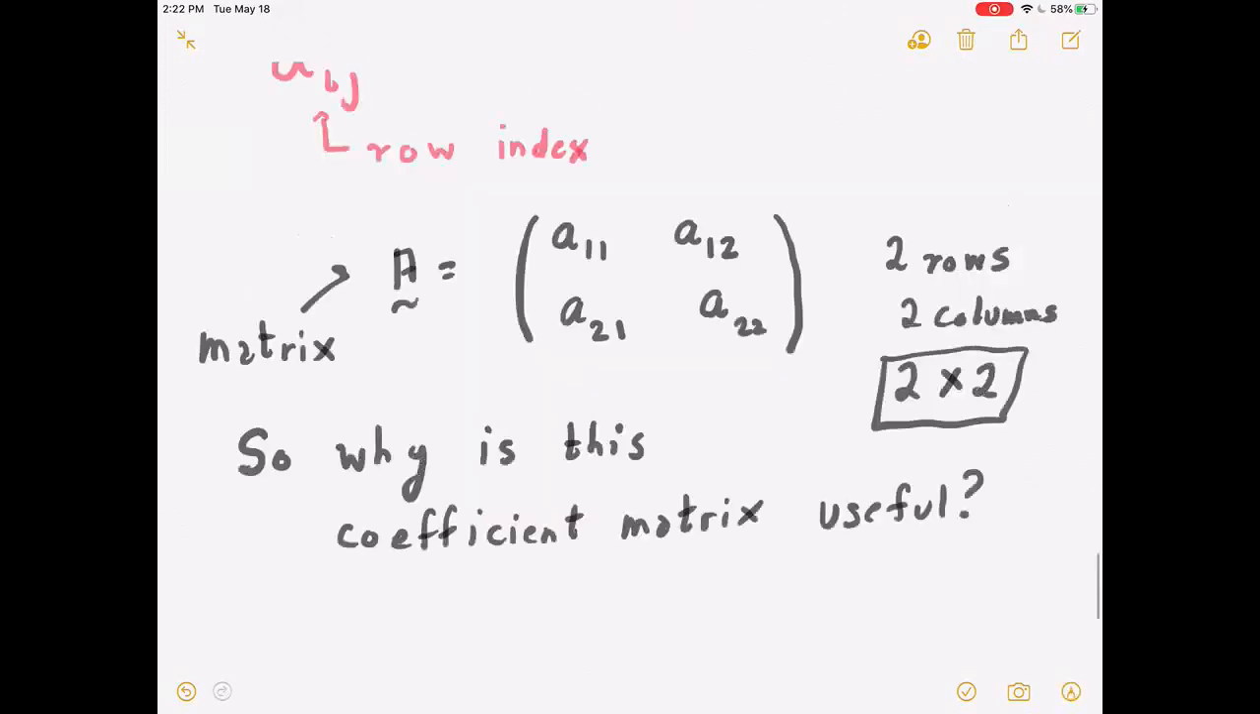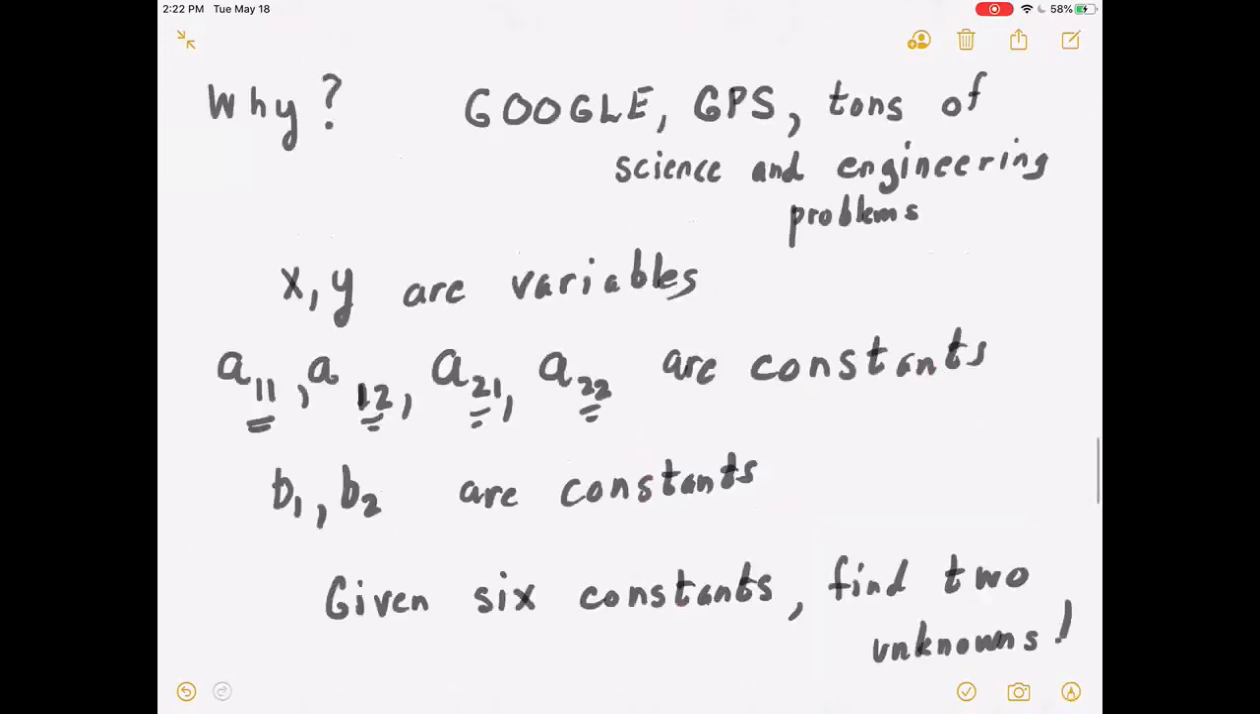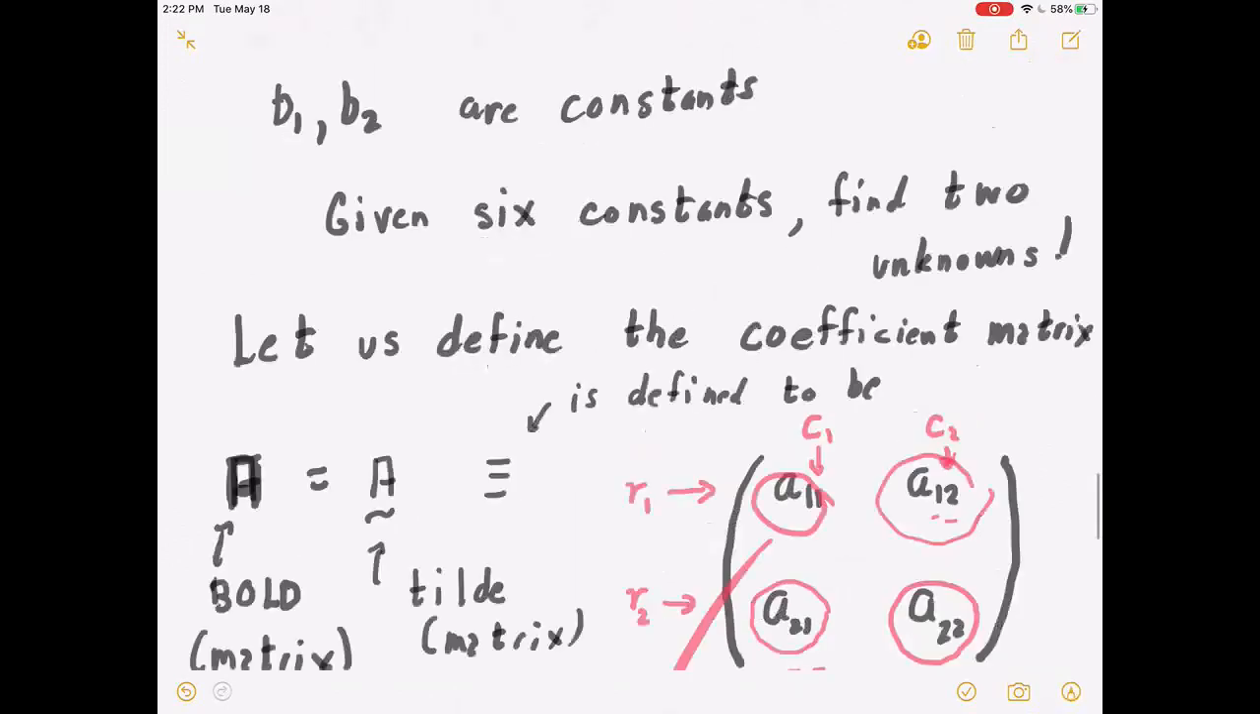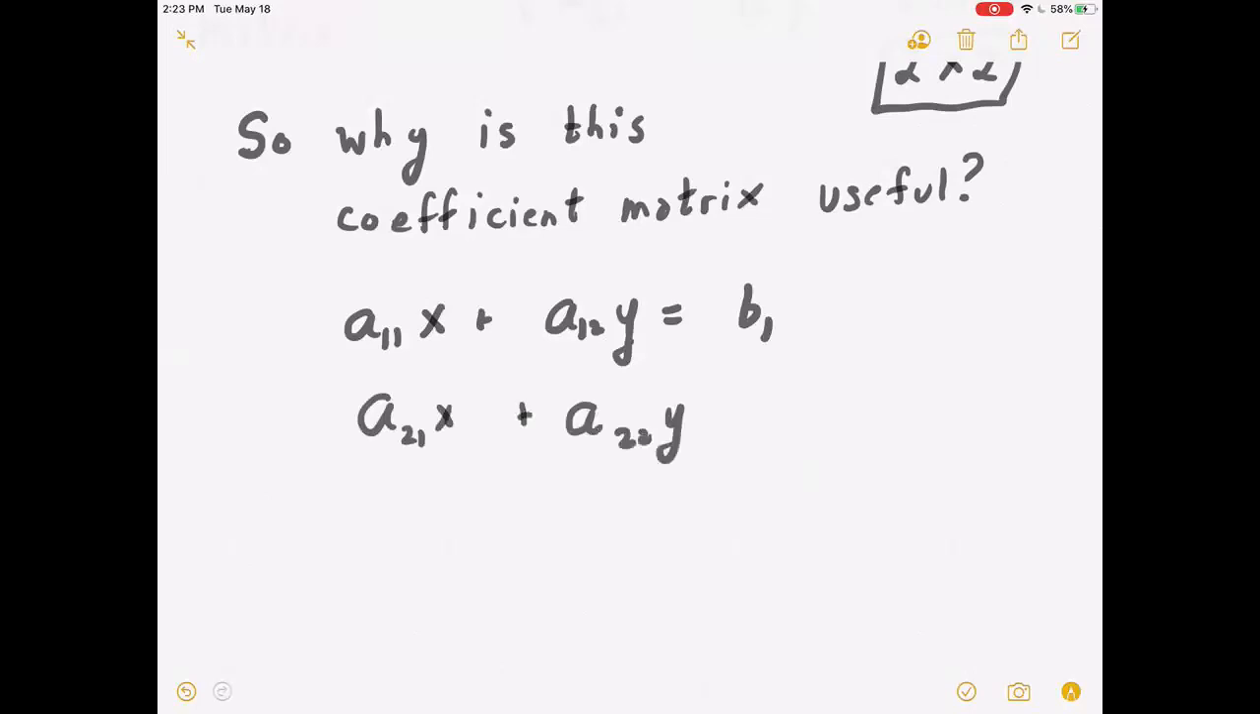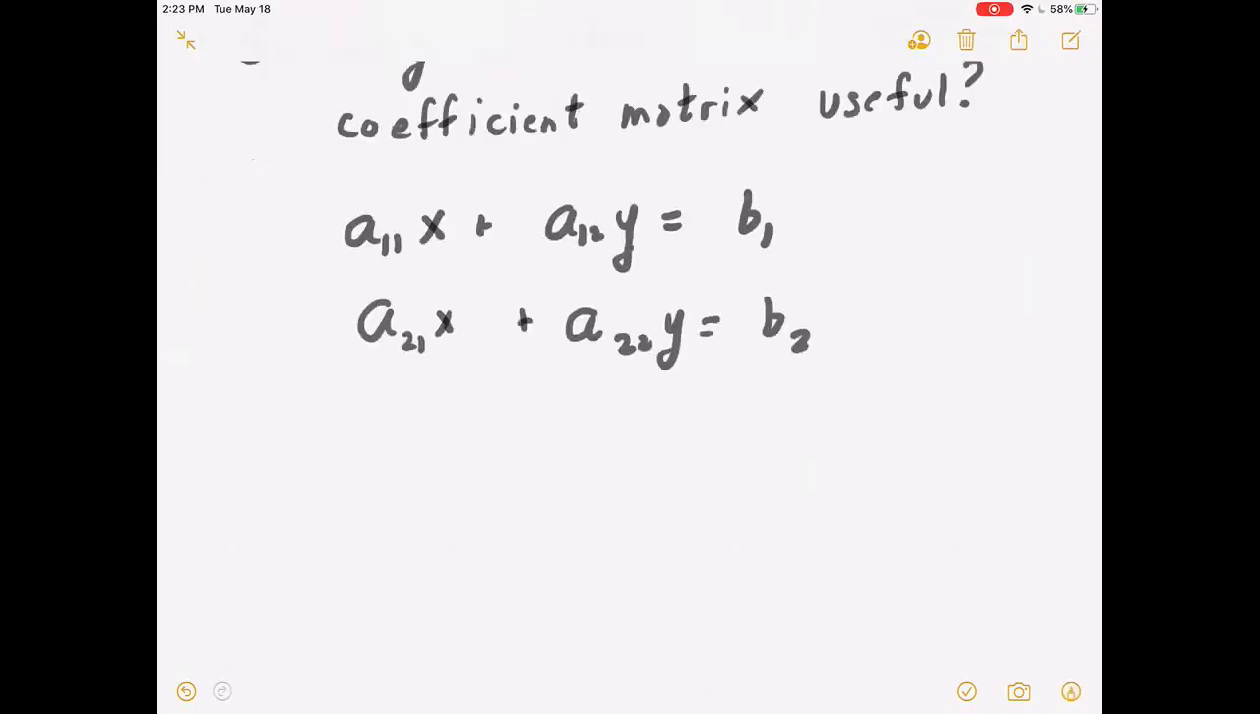So let's return to the original problem. And I don't mind writing it again. The original problem is we want to solve this problem in general. a sub 1, 1 times x plus a sub 1, 2 times y equals b sub 1, and a sub 2, 1 times x plus a sub 2, 2 times y equals b sub 2. So we want to find x and y. I'll call this 1 and 2.